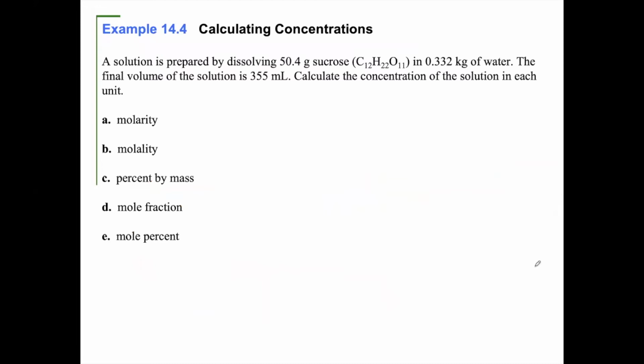Very similar example. A solution is prepared by dissolving 50.4 grams of sucrose in 0.332 kilograms of water. The final volume of the solution is 355 milliliters. Calculate the concentration of the solution in each unit. So again, same thing, same stuff. Okay, so we've got the mass of the solute, we've got the mass of the solvent, and we've got the volume of the solution.